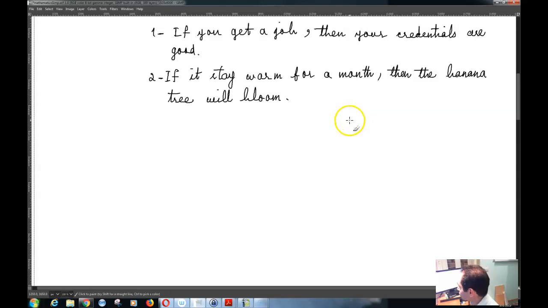And number 3 is: a quadrilateral is a parallelogram if its diagonals bisect each other. So let me write the sentences over here, because that way you might not understand me reading the question. So the question is: a quadrilateral is a parallelogram if its diagonals bisect each other.